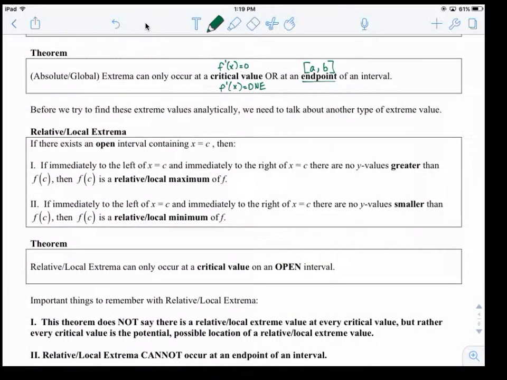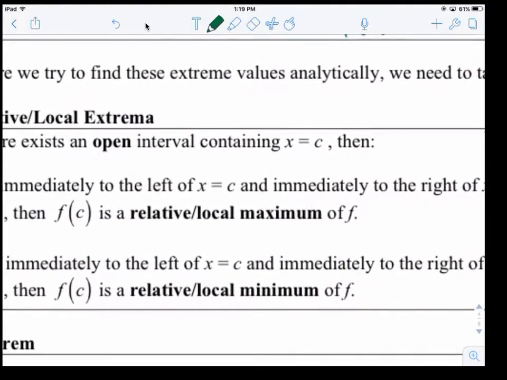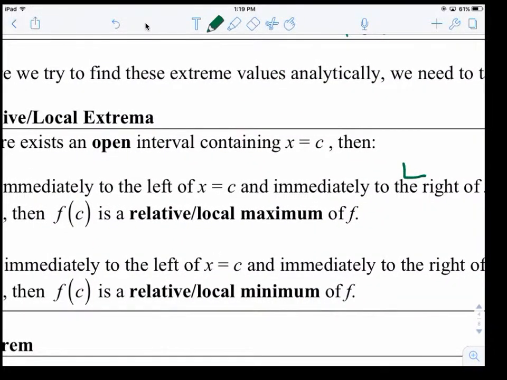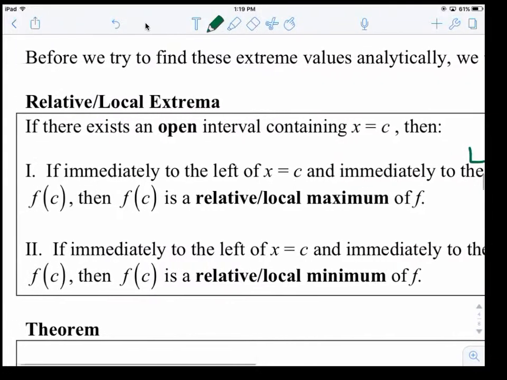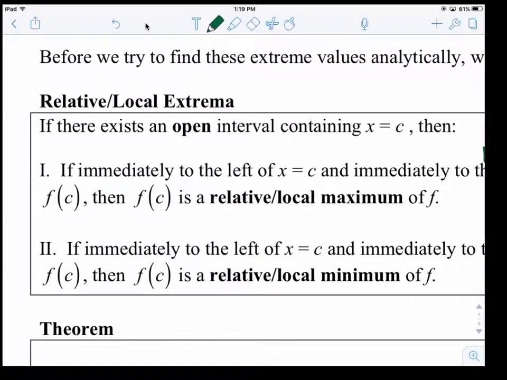All right, so there is another type of extrema. They are called relative or local max and mins. Now you can have multiple relative or local max or mins. You can only have one absolute max and one absolute min.